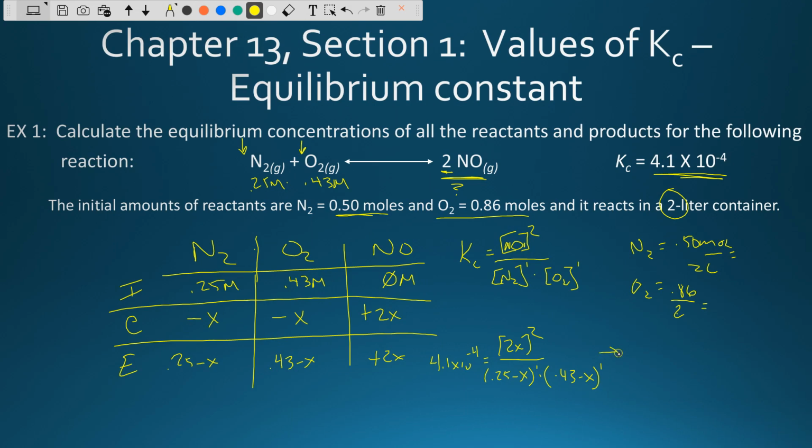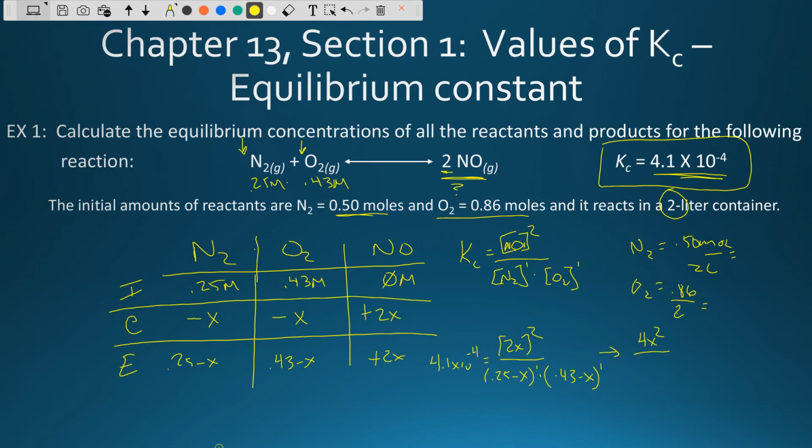So if I keep on deriving this a little bit, I'm going to be multiplying these guys in here. This guy ends up being 4x squared on top. Okay, but down below, this ends up being 0.25 times 0.43. This ends up being 0.25 times negative x, and negative x times 0.43, and plus x squared. But here's something I want you to realize. My constant here is so ridiculously small that whatever I'm going to be losing here, really, if I'm just subtracting a very, very small amount, because remember, it's favoring the products, if it's only losing a very small amount to go to the products, we can ignore that value.